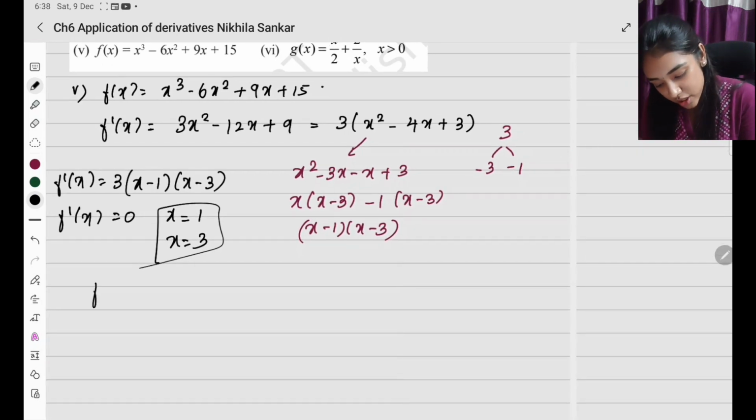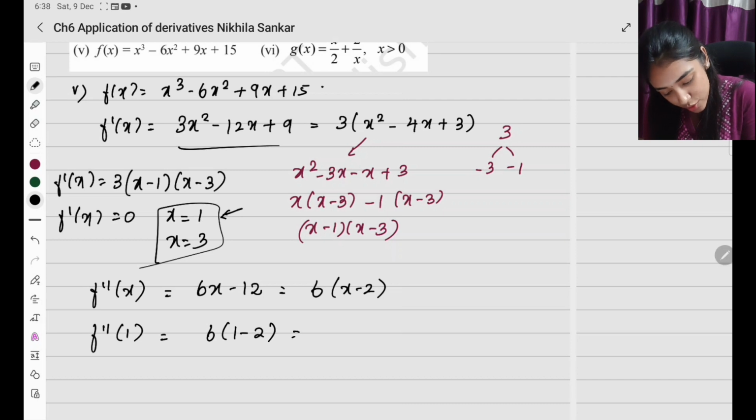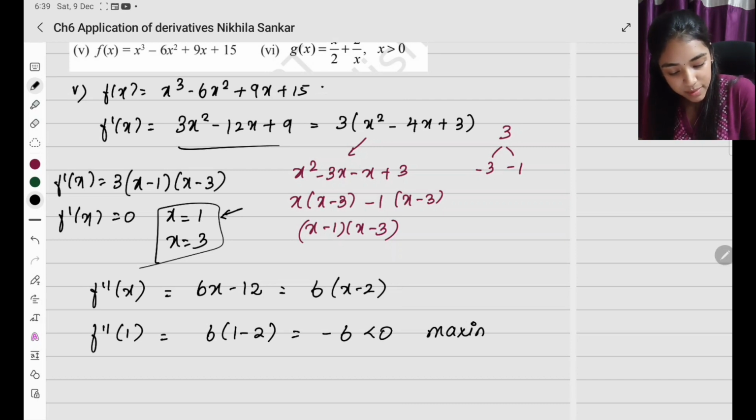Now I am going to find f double dash to find which is maximum and minimum. So f double dash of x is going to be, from here I have 3 2s are 6. So 6x minus 12. When I take 6 outside, I have x minus 2. Now I need to find out for which value it is going to be minimum and maximum. So if I put f double dash of 1, I have 6 times 1 minus 2, which is going to be minus 6, less than 0. So this is going to be my maximum. Okay?